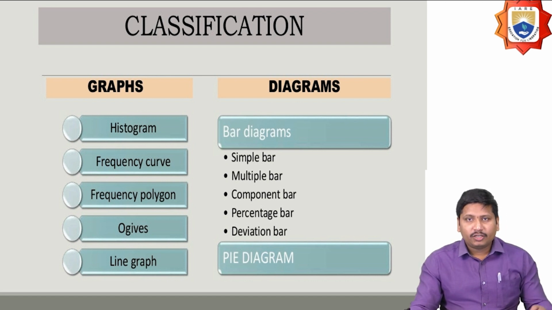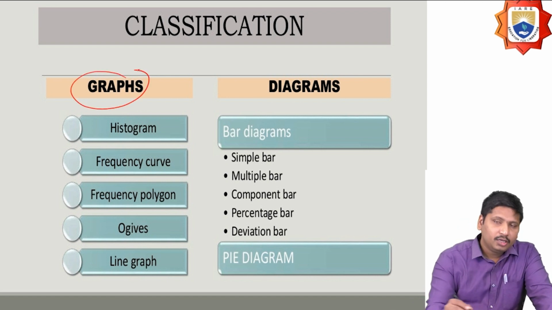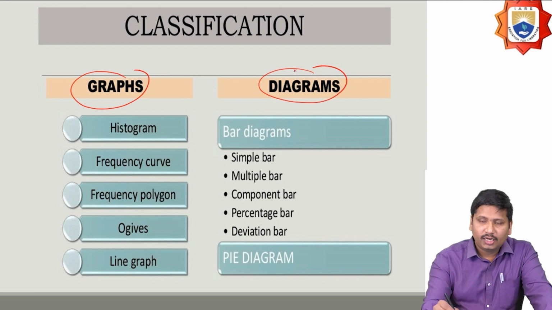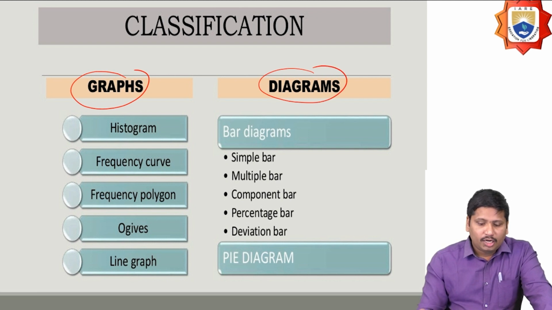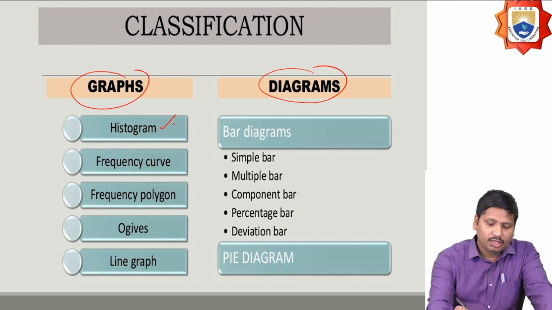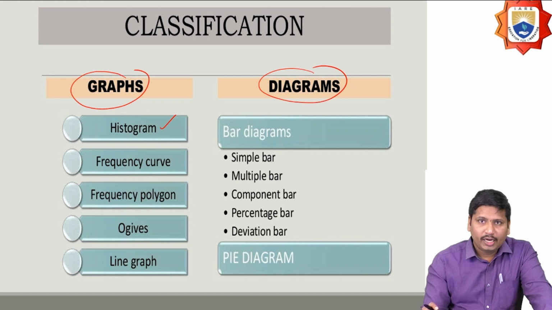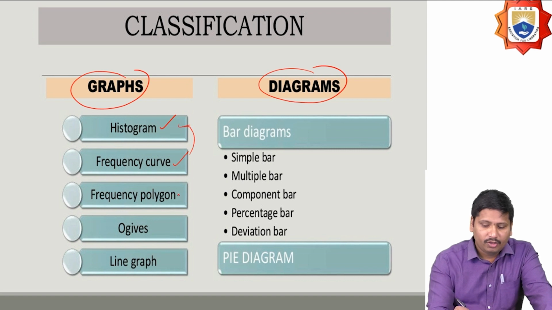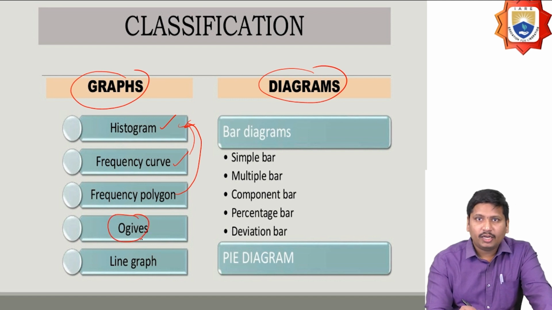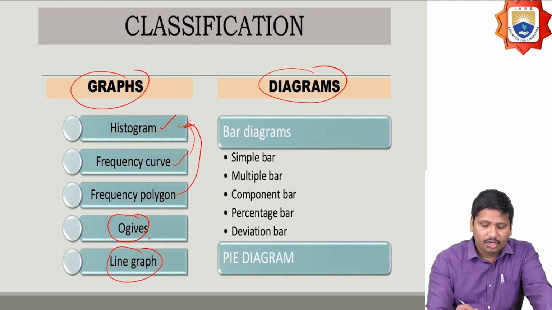So normally the classification of data representation is of two types: graphs, and the second one, diagrams. For graphs, the histogram is constructed like a bar graph, but similar in fashion they're not going to maintain any space between the bars. A frequency curve can be obtained from the histogram itself, and a frequency polygon can also be obtained from the histogram, which is another kind of representing the data. And the line graph, you already know that.